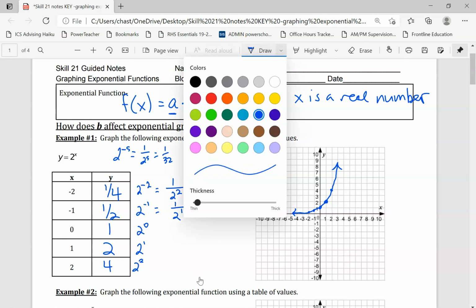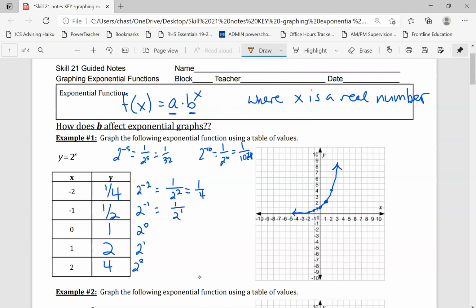So we'll talk about this a little bit more in a minute, but we would say there is a horizontal asymptote here at y equals 0. Now let's also notice real quick this graph, when we look at it, as x is moving to the right towards positive infinity, we see that the graph is growing quickly. Okay, so when a graph looks like this, we'll call it growth.